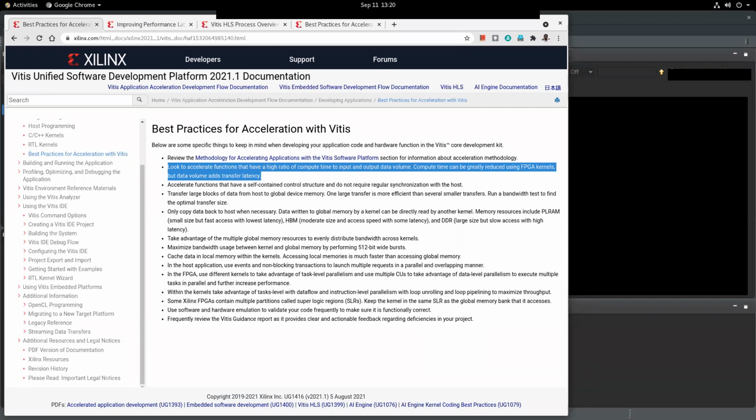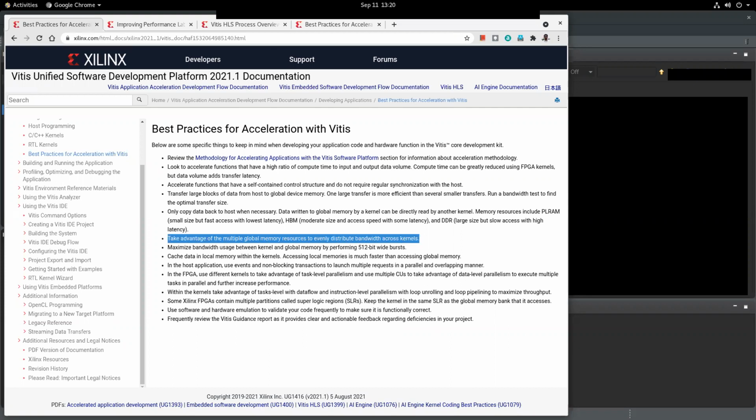The other thing that we try to look at, this is the second thing: take advantage of multiple global memory resources to evenly distribute bandwidth across kernels. Okay, that's what we were trying to do. There are multiple memory banks. We should try to use as much of the memory bandwidth that is available to us as possible.